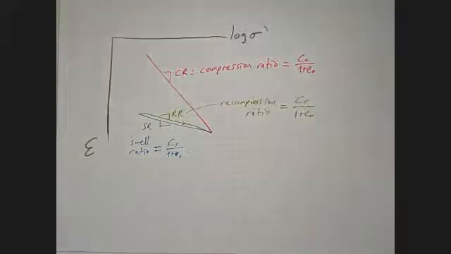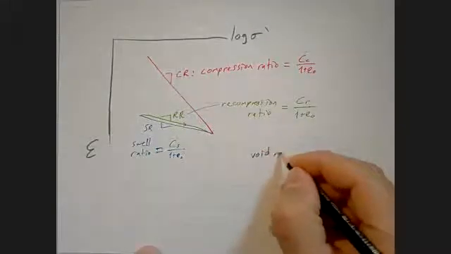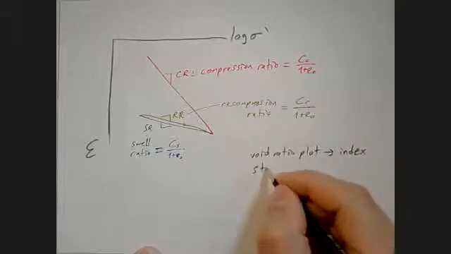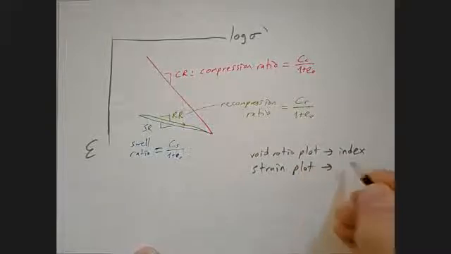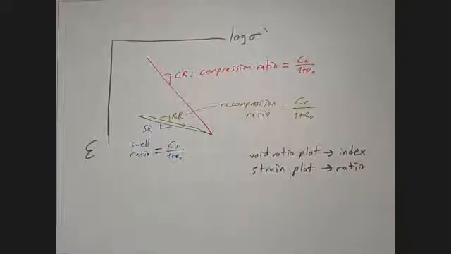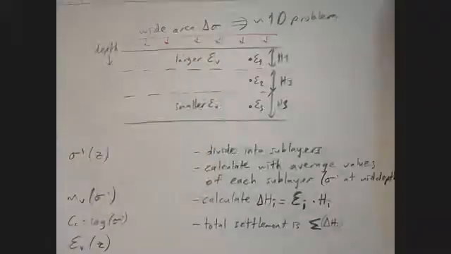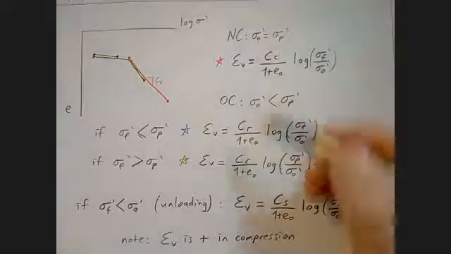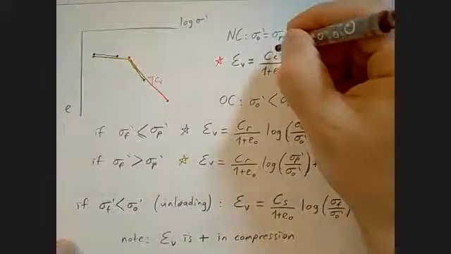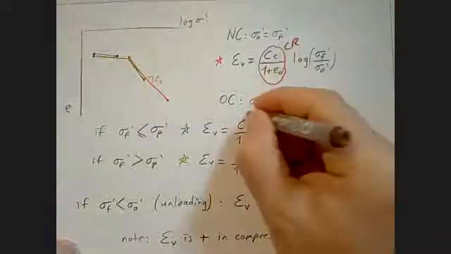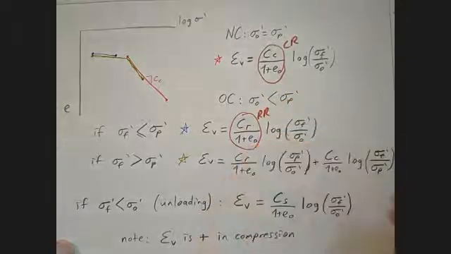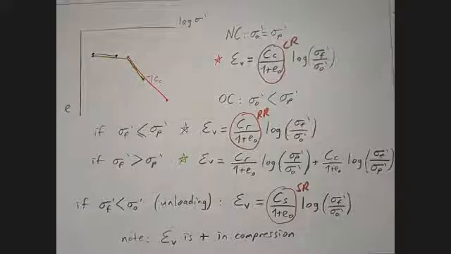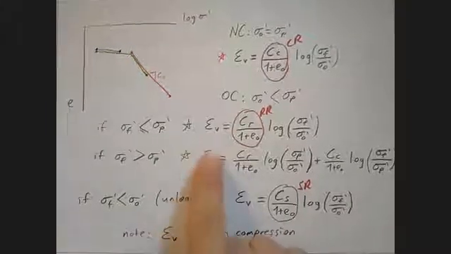So if it is with void ratio, the names are index. If it is a strain plot, the names are ratio. So the same equations apply, but instead of each of these, you get to write CR, here is your RR, and here is your SR. So you can just replace those and they will directly be strain, because this is already the equation for strain.